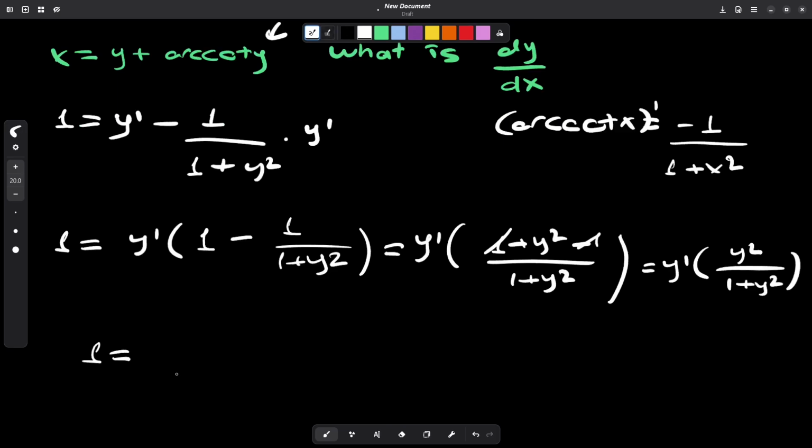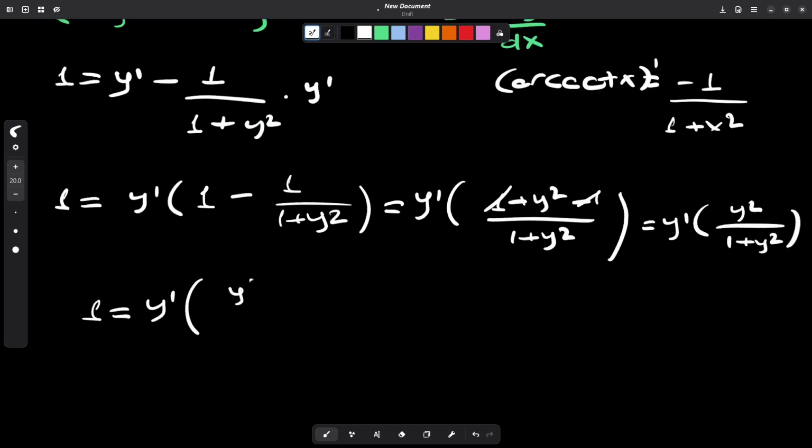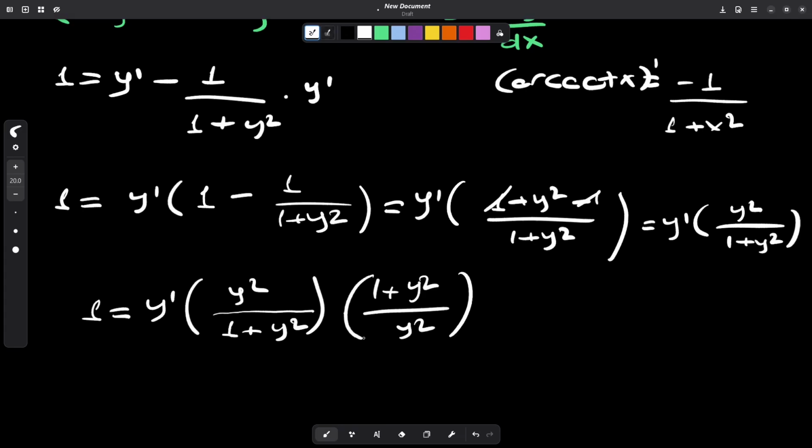1 is equal to y derivative multiplied with y squared over 1 plus y squared. Again, leaving the y derivative alone is really simple. If we multiply both sides with 1 plus y squared over y squared, y derivative will be equal to 1 plus y squared over y squared.